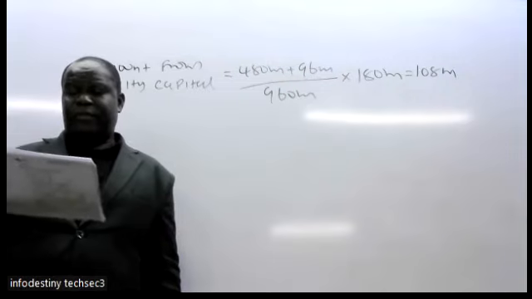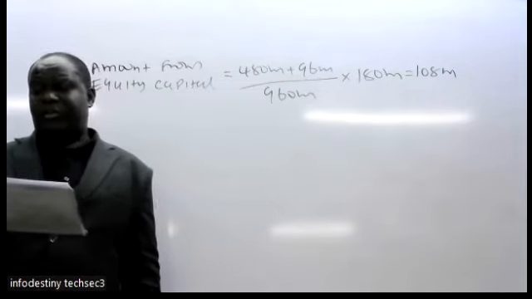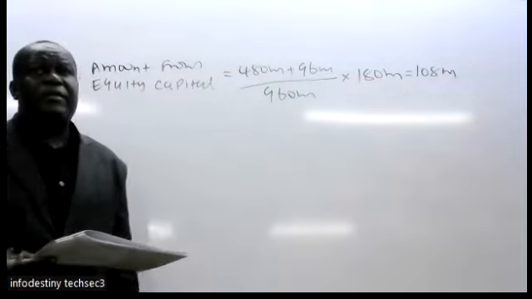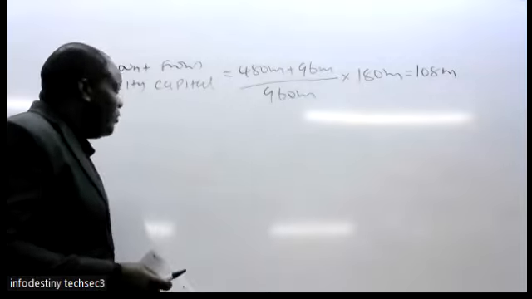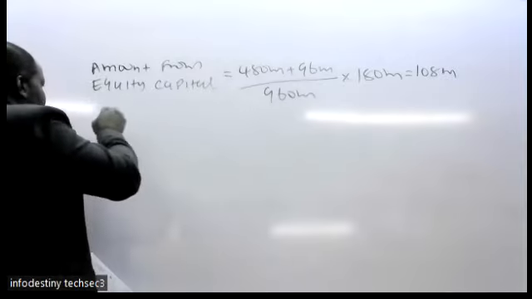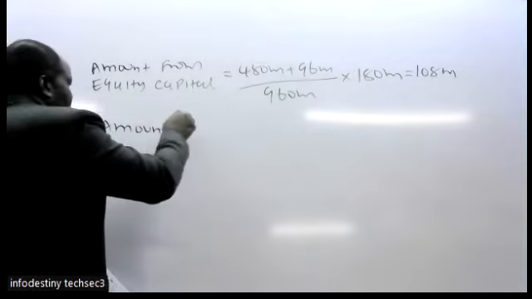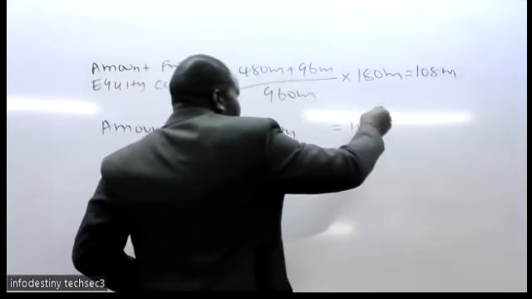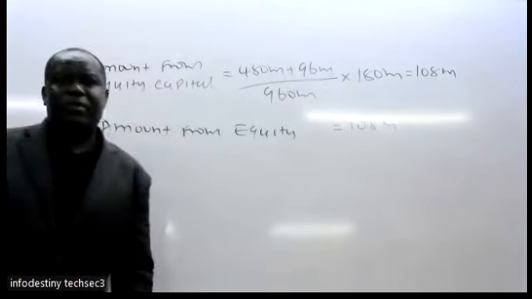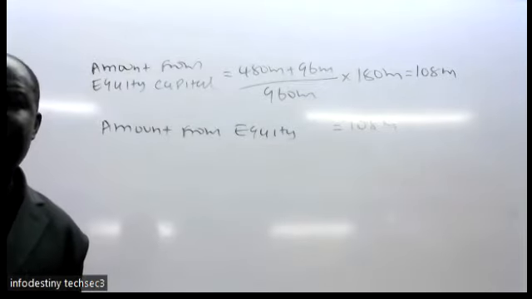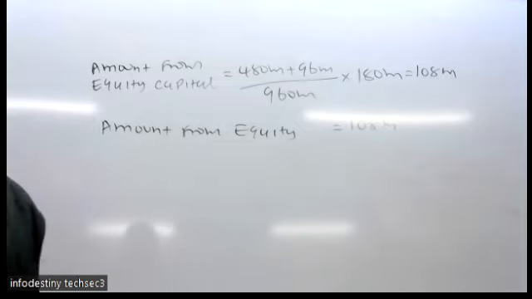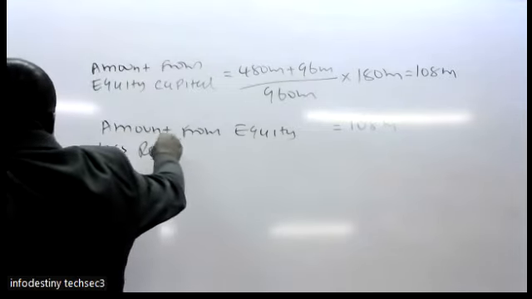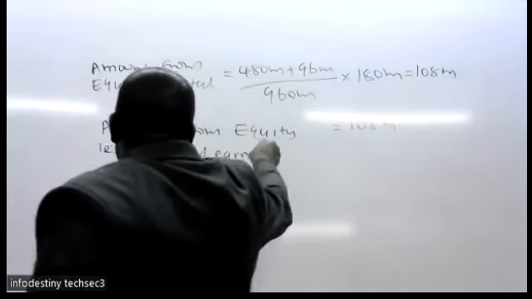So we go to Roman letter two, the number of ordinary shares the company should issue to raise the desired equity capital. We have seen the amount from equity, it is 108 million. From that figure, we less the retained earnings, so that the balance will go to the ordinary share.